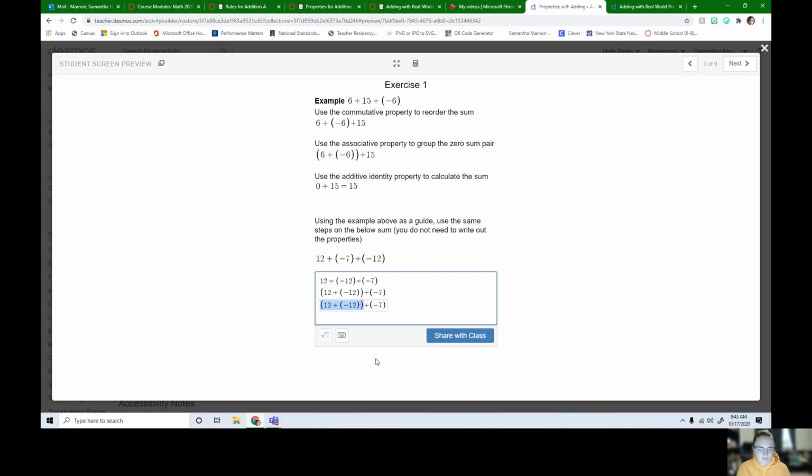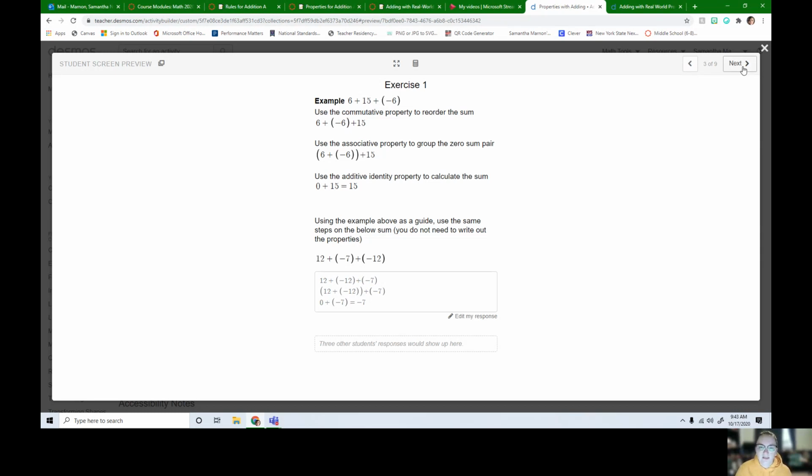I know because of additive inverse, this 12 plus negative 12, this whole thing zeroes out and it goes to 0. Now I'm left with 0 plus negative 7. Additive identity property tells us when we add 0, the number stays the same. So 0 plus negative 7 is just negative 7. And when you have all that, you checked your work, you can hit share with class.